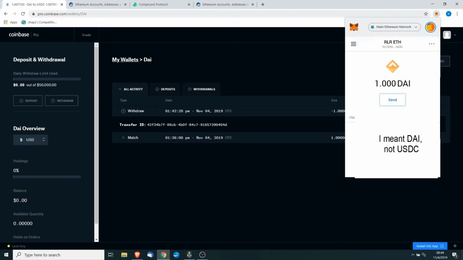That's a brief overview of how to trade, exchange, deposit, and withdraw cryptocurrencies using Coinbase Pro.